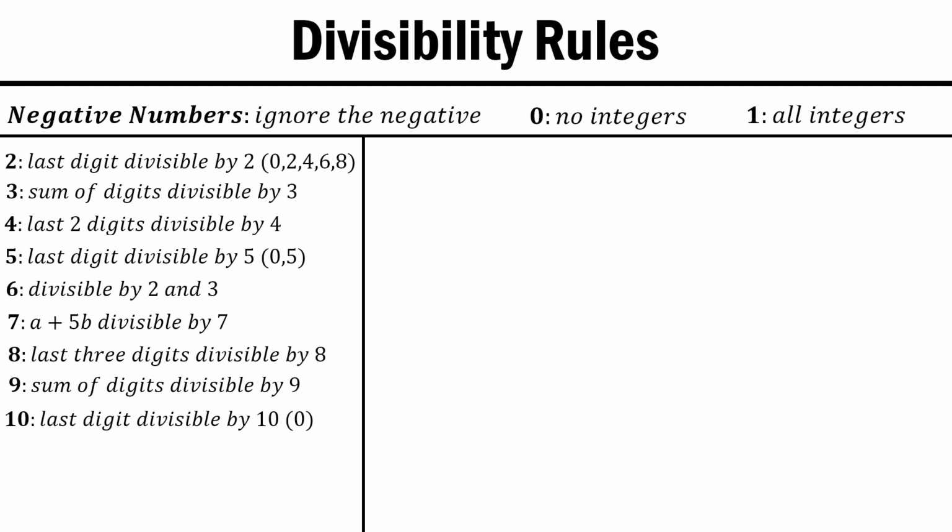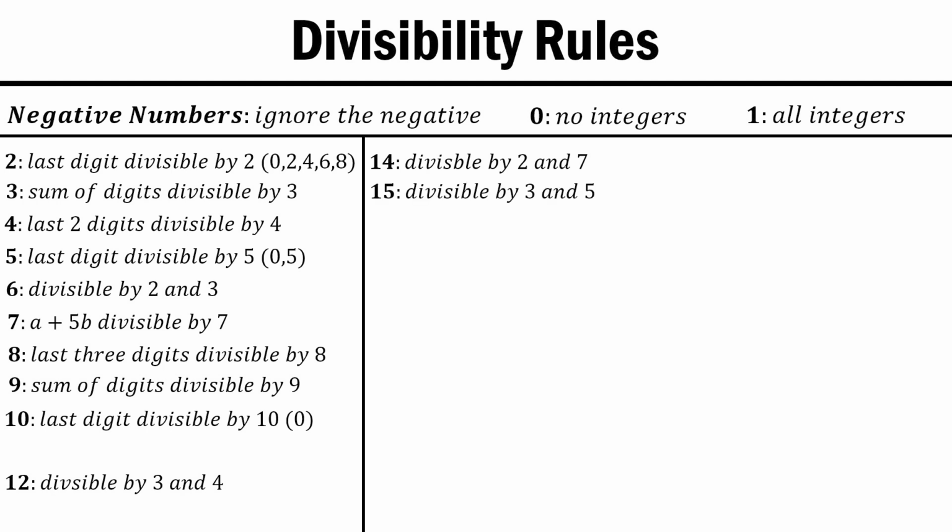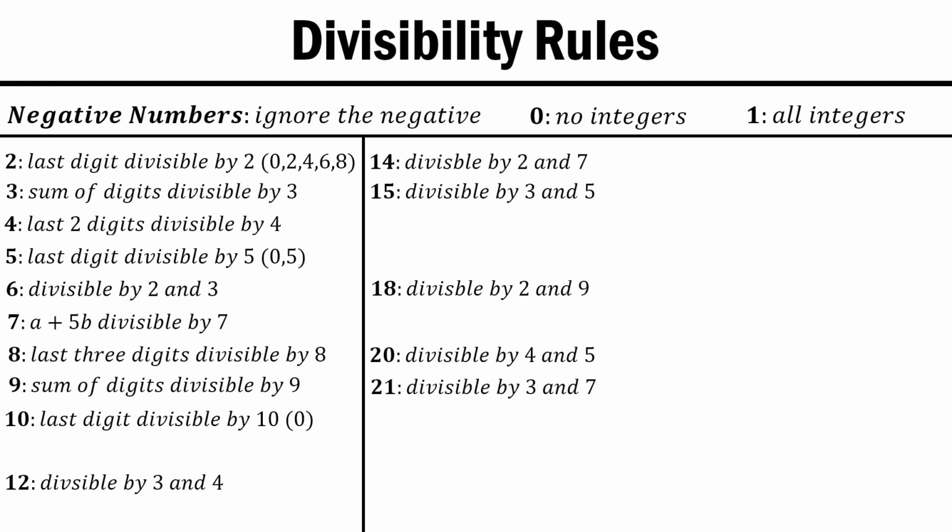If we look to the double digits, we'll start moving a lot quicker because of all the composite numbers. For 12, we can check 3 and 4. For 14, we can do 2 and 7. 15 is 3 times 5. 18 is 2 times 9. 20 is 4 times 5. 21 is 3 times 7. 22 is 2 times 11, which I'm aware we haven't found yet. And 24 is 3 times 8.